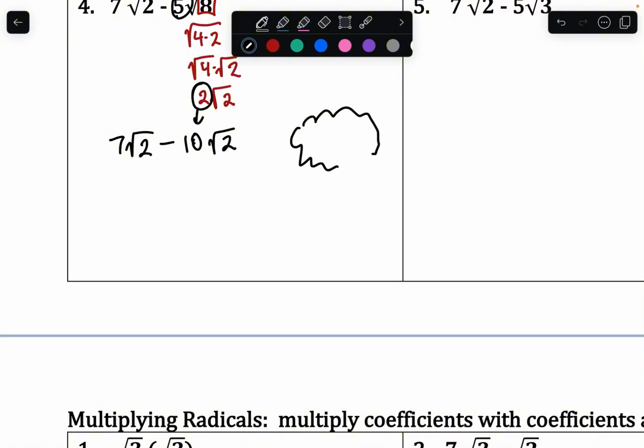You can think of that as 7x minus 10x, which would give you negative 3x. And so that's negative 3. Yes, negative 3. Negative 3 square roots of 2.